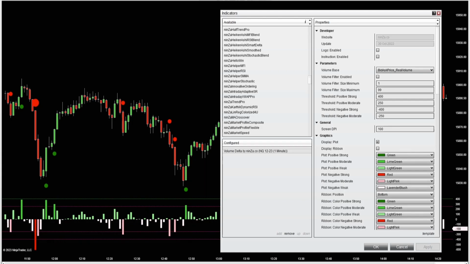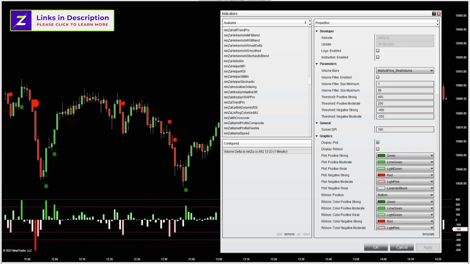I want to show you some more ways that I use the volume delta indicator. This is one of my all-time favorite indicators. Right now I've got the plot displayed. It will also display a ribbon. You can change the threshold for the strong and moderate deltas to the upside and the downside. And you will definitely want to change these numbers depending on what time frame and what instrument you are trading.